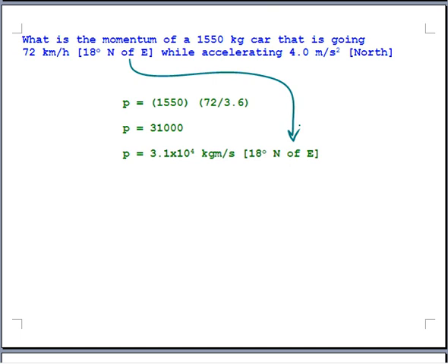If we were to look at this thing 3 seconds later, now it would have a different velocity, so it would have a different momentum. But we're not asked to worry about that in this question. So this is just what's the momentum right now. We don't even worry about the acceleration. Done.